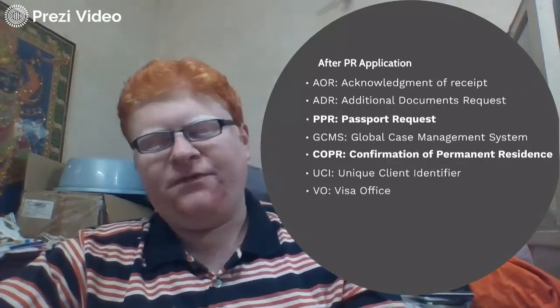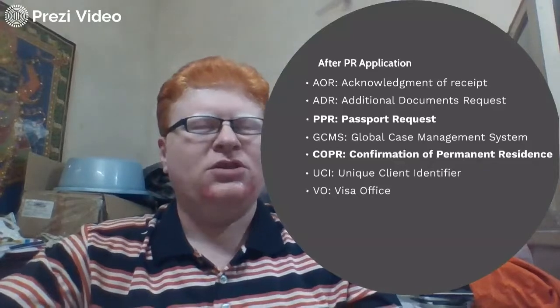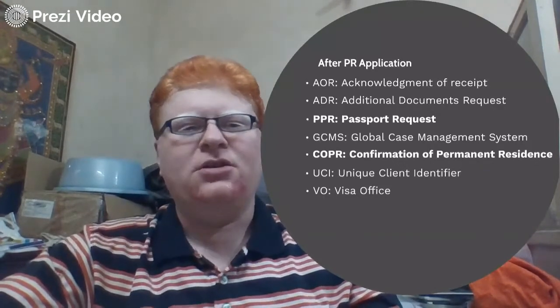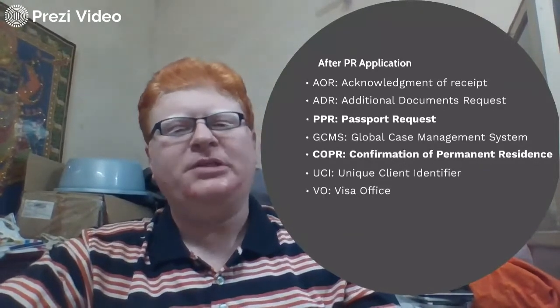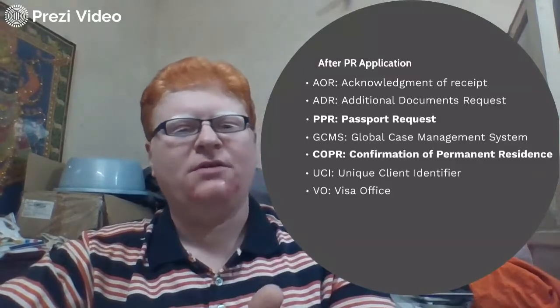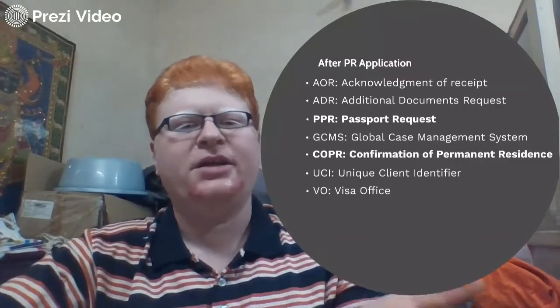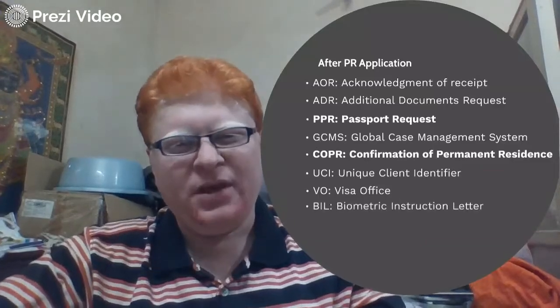Visa office. So your file gets assigned to various offices. It can be in Canada, it can be outside Canada. So VO refers to your visa office. It can be a primary and a secondary. The primary visa office is the one who handles your file. It can change over a period of time.